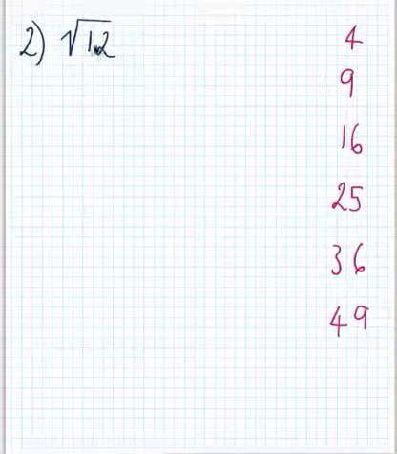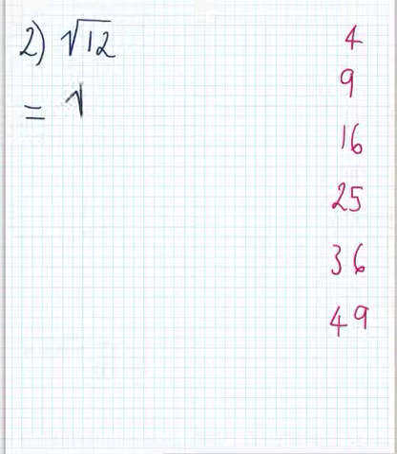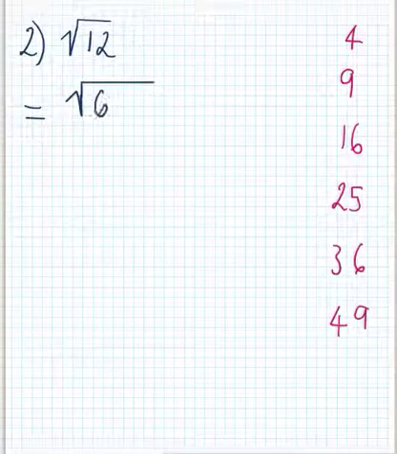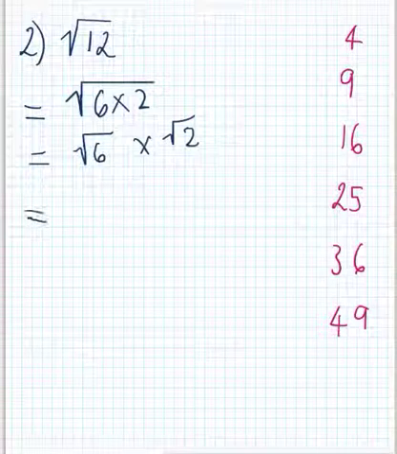So now the square root of 12. Once again, I have to think of factors of 12 where one of them is a perfect square. Because, for example, if I said, oh, I know that 6 times 2 is 12, which is correct, and I separated them, so square root of 6 times square root of 2. The problem is, what do I do now?